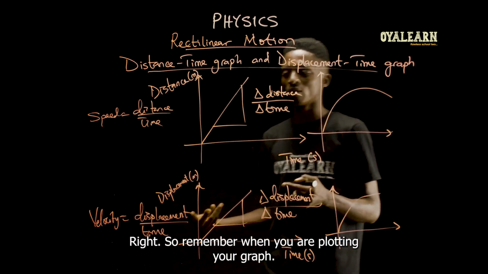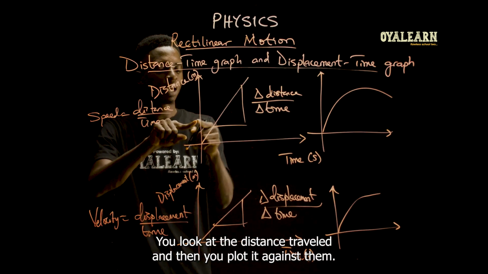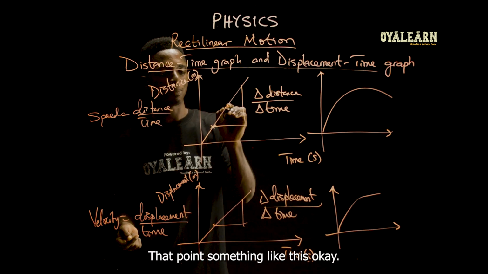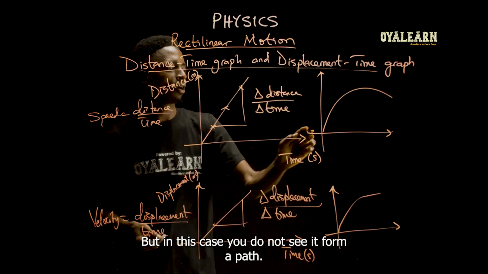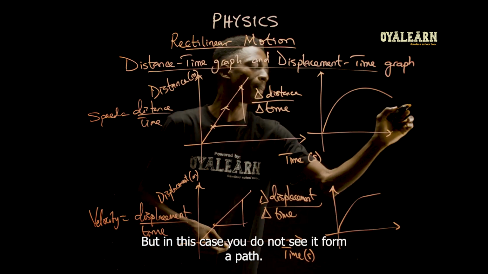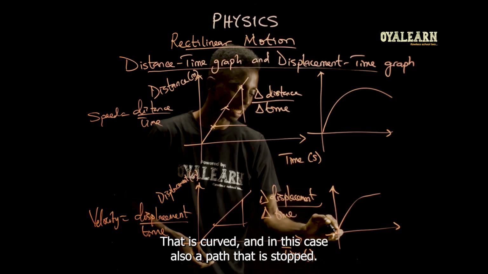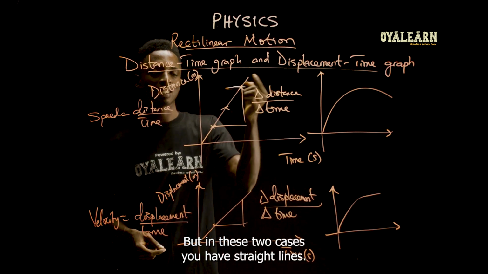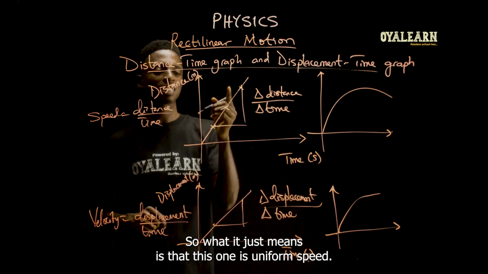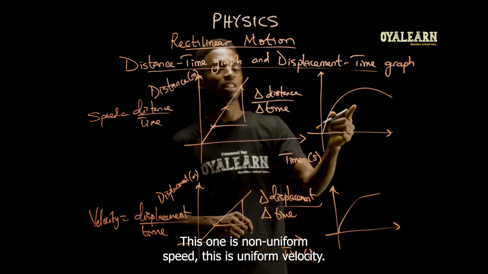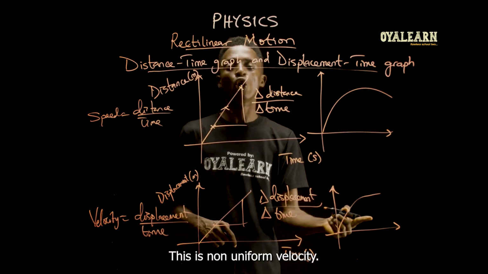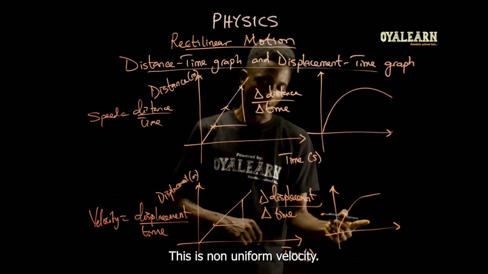Remember, when you are plotting your graph, you look at the distance traveled and then you plot it against time, and then you represent this by drawing your plotted points, something like this. Okay, but in this case you now see it form a path that is curved, and in this case also a path that is curved. But in these two cases you have straight lines. So what it just means is that this one is uniform speed, this one is non-uniform speed. This is uniform velocity, this is non-uniform velocity.